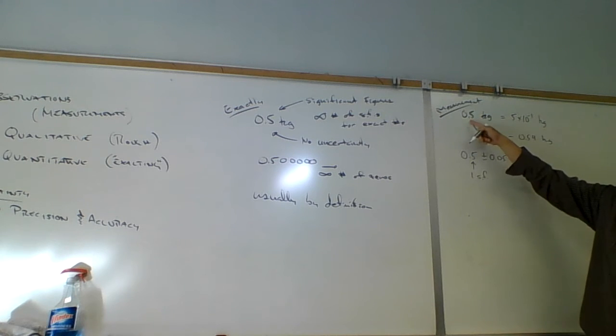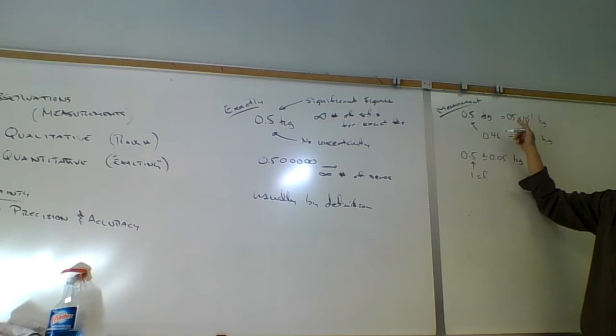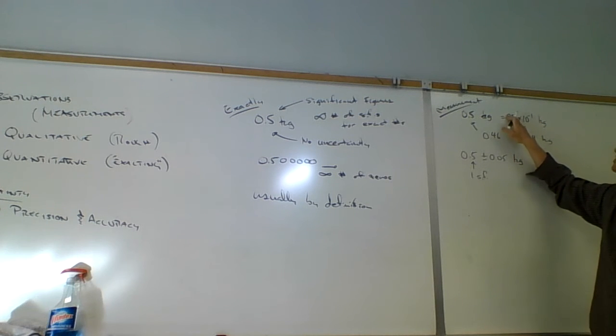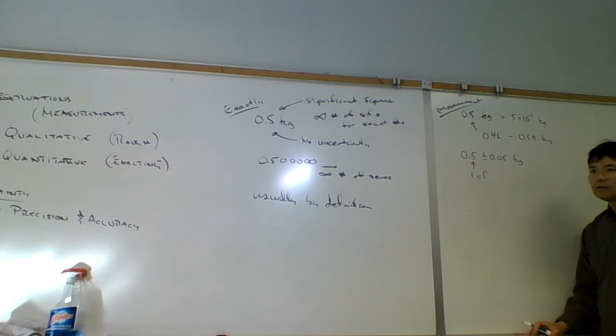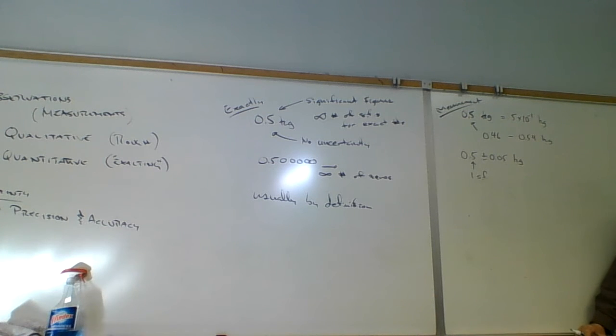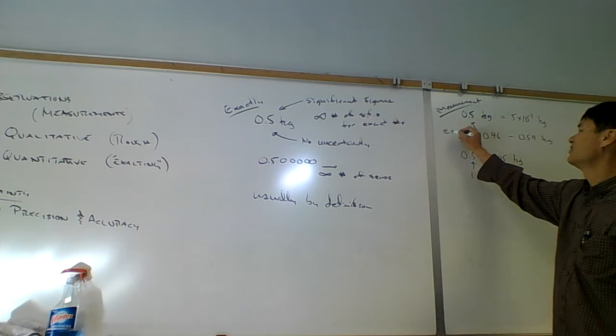Now, is it important to have that 0? Should I call it 0.5 times 10 to the minus 1 kilograms? No. And so that 0 is not significant. We call it insignificant. And therefore, this only has 1 significant figure. Okay. And so this would be an example of a measurement.